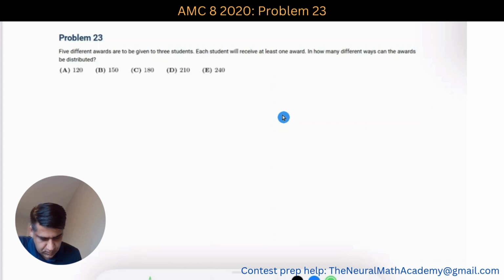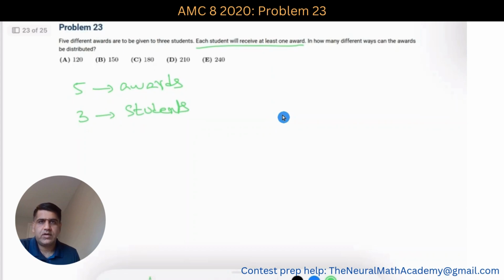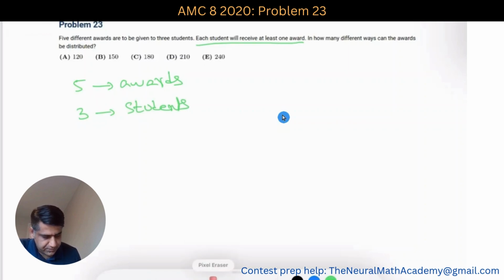So we have 5 awards which are to be distributed to 3 students, and it says each student will receive at least 1 award. So based on this condition, we can define our 2 test cases. So one of the test cases, there are 3 awards which 1 student will receive, and then the remaining 2 students will get 1 award each.